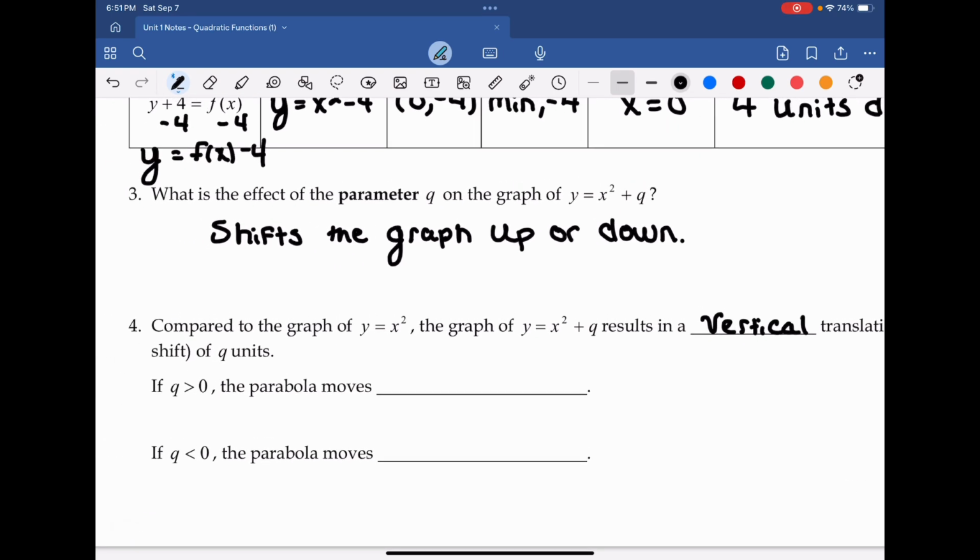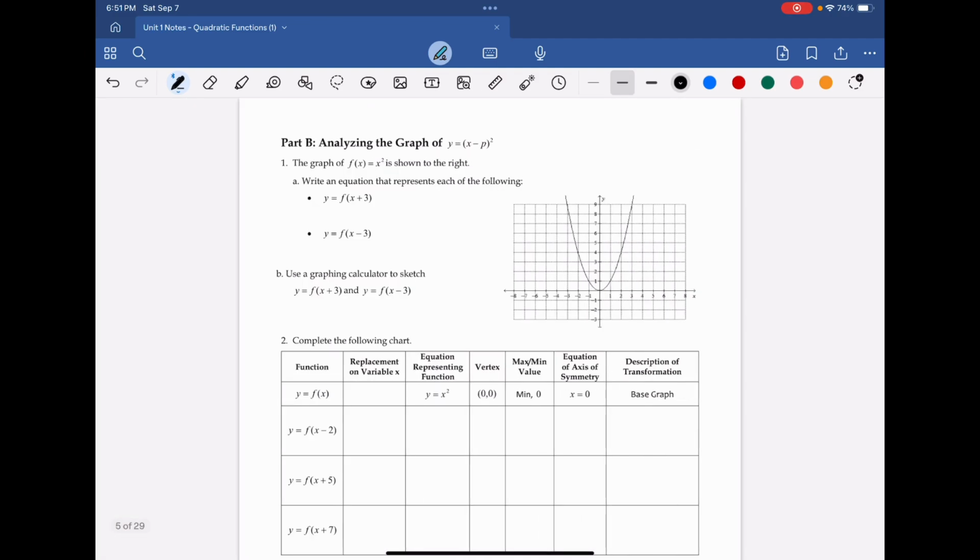So let's generalize. If q is greater than 0, the parabola will move up, or when q is positive, it will move up. If q is less than 0, or moreover, if it's negative, it moves the graph downwards, which we clearly saw when we were dealing with our blue and red graph, or even the table when we were doing the descriptions. All right, let's move on to part B.